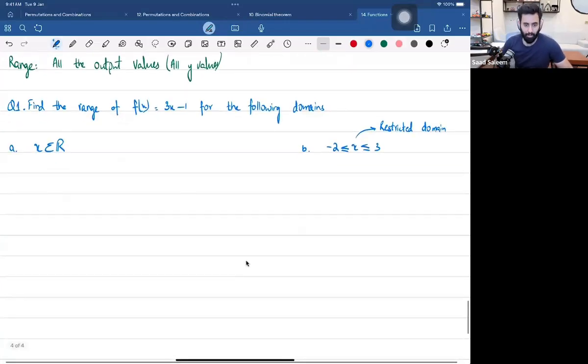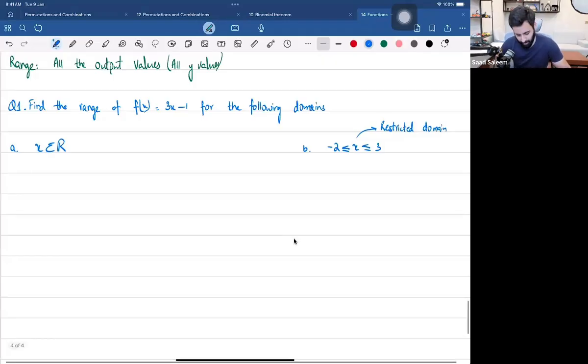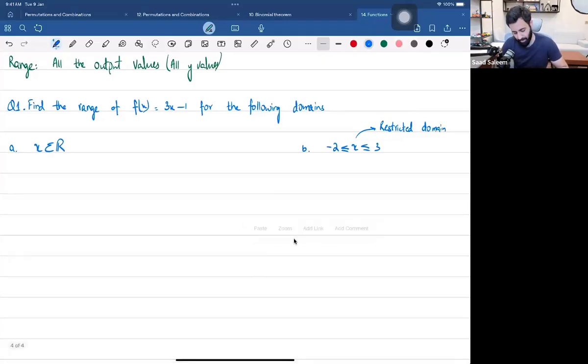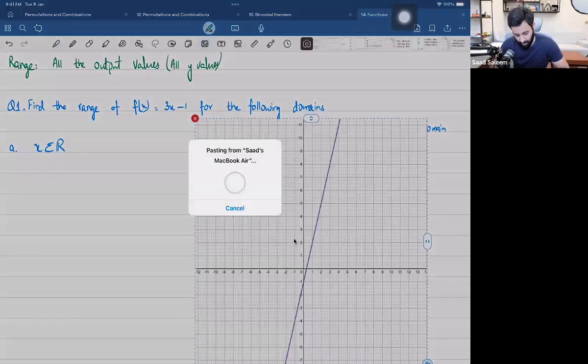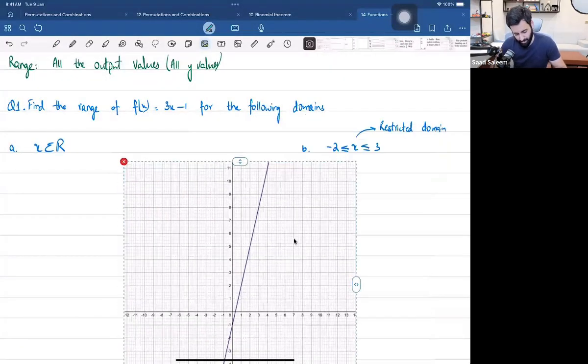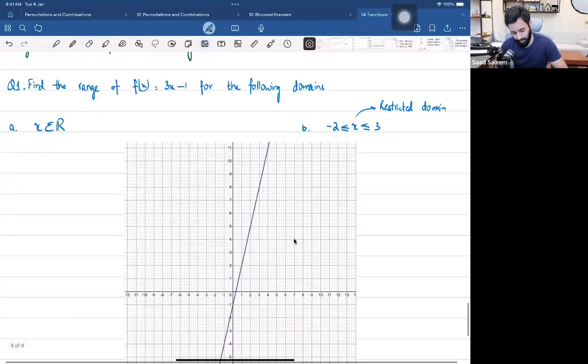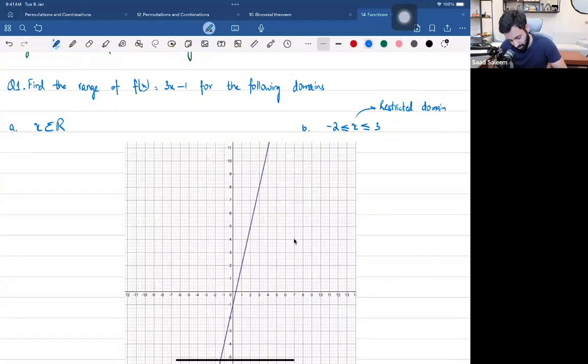Now, we all know what a straight line looks like. We've all done coordinate geometry. Even if you guys haven't done coordinate geometry, you should know what a straight line looks like. But just to be 100% sure, this is the graph of f of x equals 3x minus 1. This is a line which has gradient +3 and y-intercept -1.